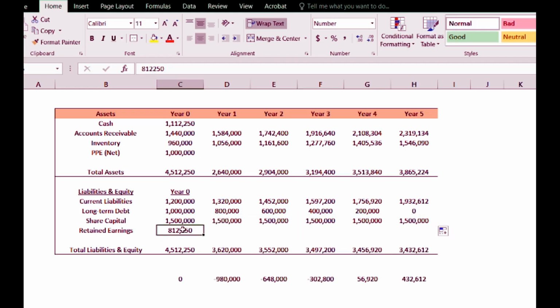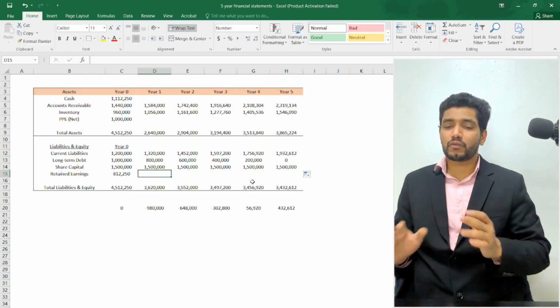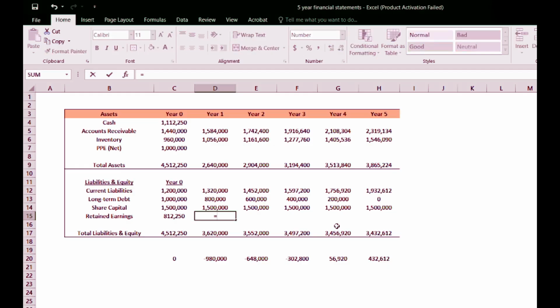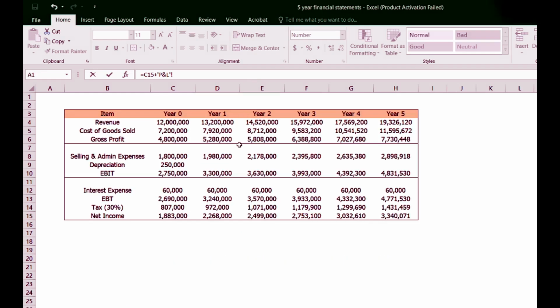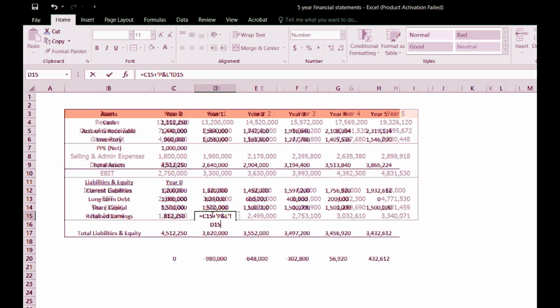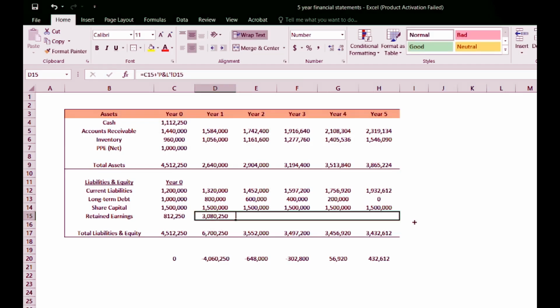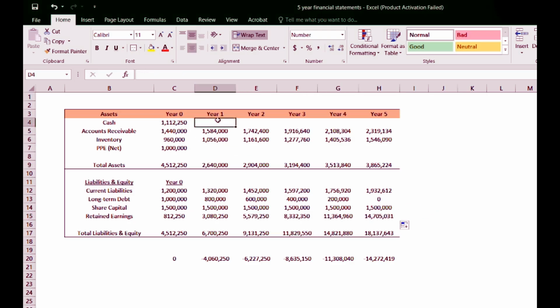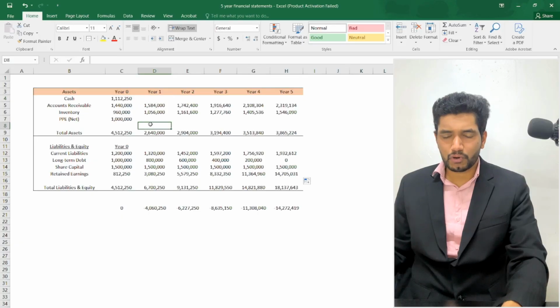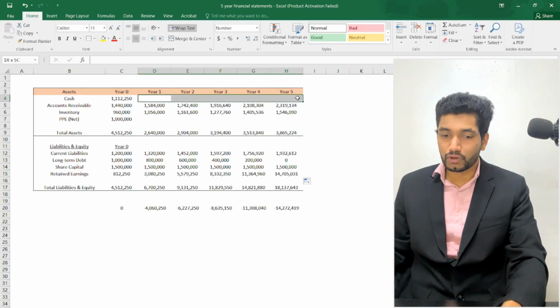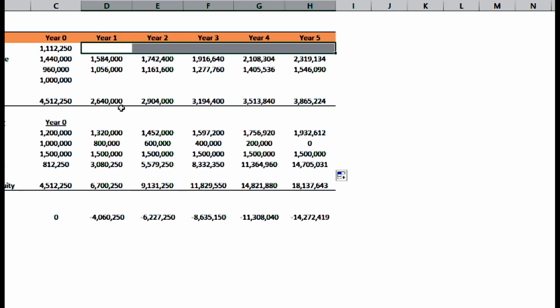Then the retained earnings. The retained earnings is the previous retained earnings plus the current year profit. That will be the retained earnings. So I'm applying this, and that will automatically pull the data from the income statement. Then what we can do next is the cash and property, plant and equipment. The cash we are just leaving for now, as it has to be connected with the cash flow statement.